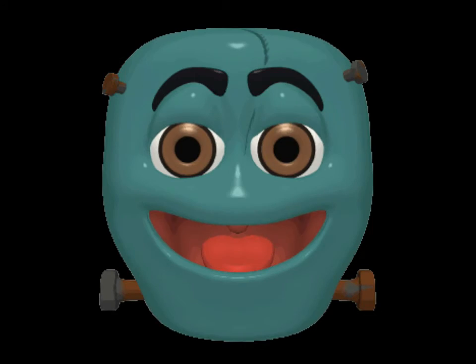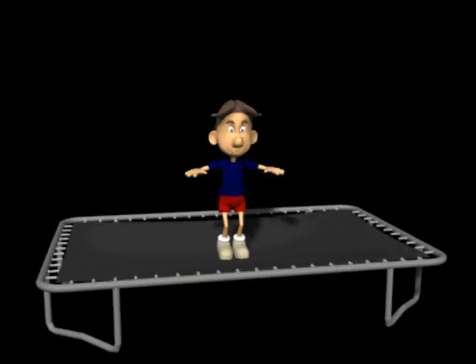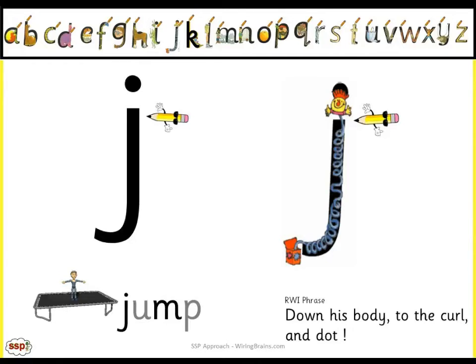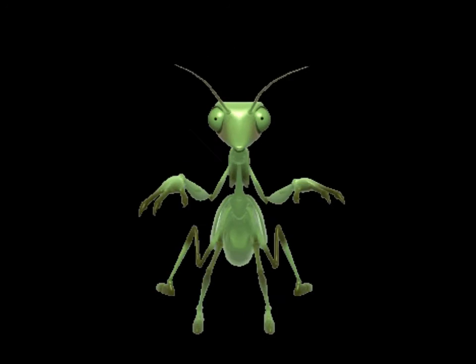Monster J. Jump. Down his body to the curl and dot. Rub it off, rub it off.